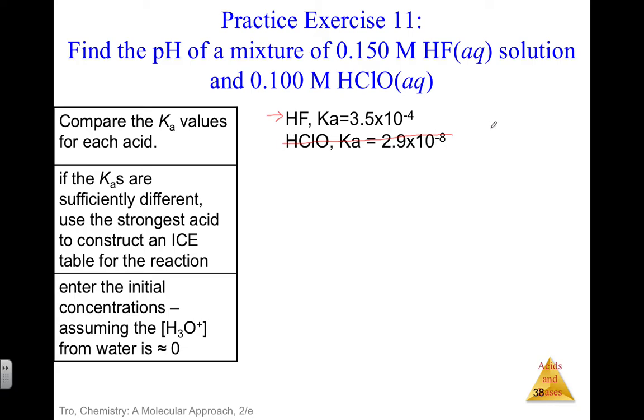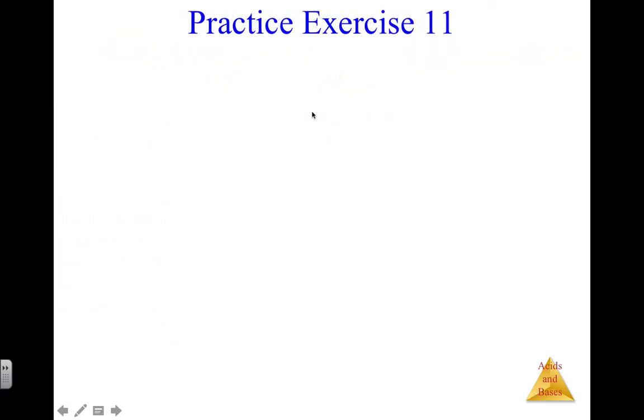So what I want you to do, I want you to go ahead and look at this problem on your own. I'll get you started. So essentially, once you figure out that you only have to look at the HF, this becomes calculate the pH of a weak acid. I have some notes on the next slide.